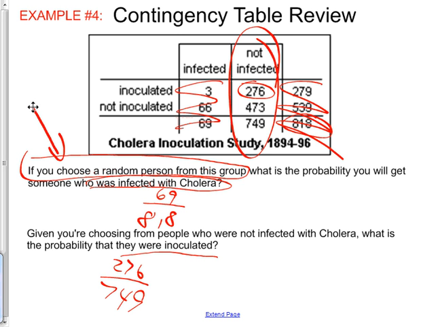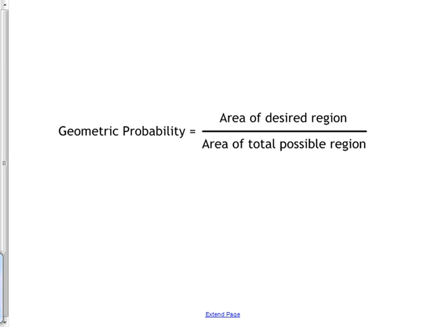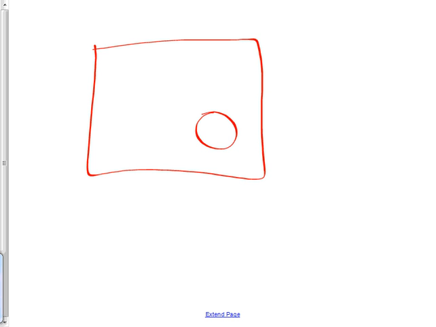So back to our goal for today, which was to make sure you understood what the area model was. It's this: the area of the desired region over the area of what's possible. So it's, again, what you want over what's possible. And you were supposed to feel confident that you could do a problem like this. So let's just do one last real quick problem.